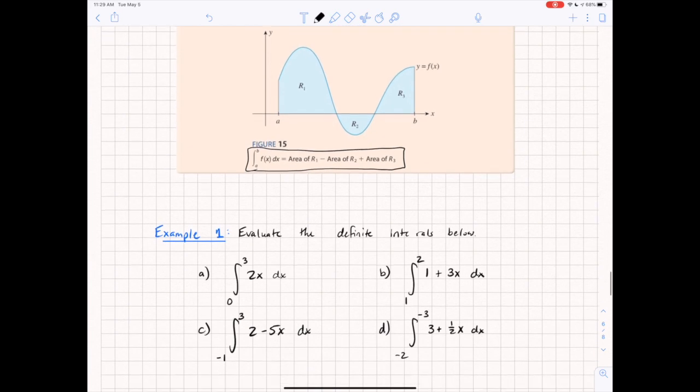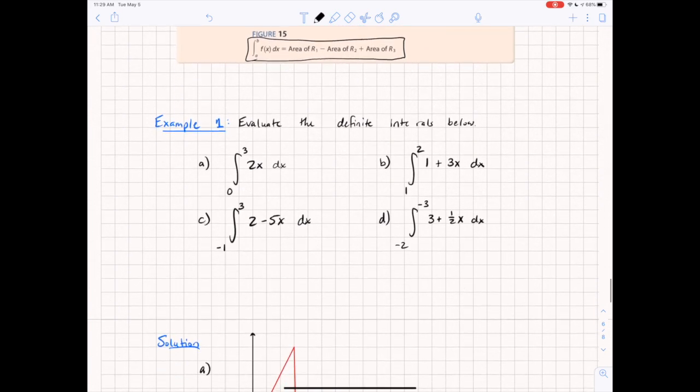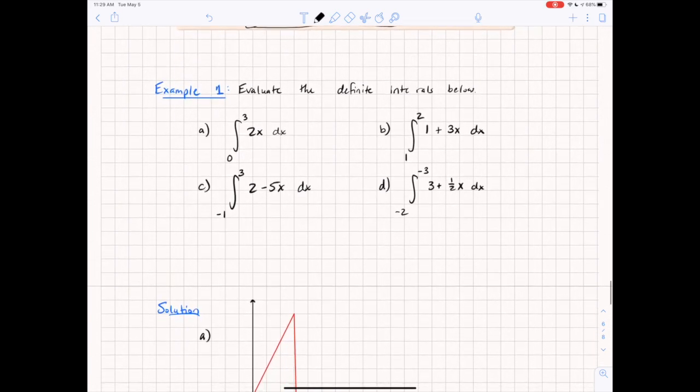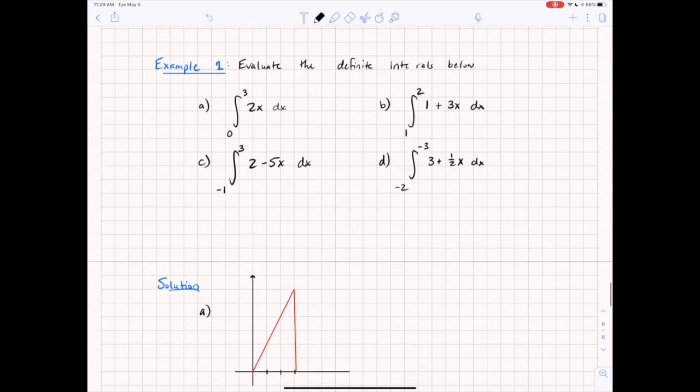Okay, so let's take a look at an example then. This will be where we end. I've got some properties after this, but then we'll be done. So example 1: evaluate the definite integrals. Looks like the G got erased there. And below, the integral from 0 to 3 of 2x dx.